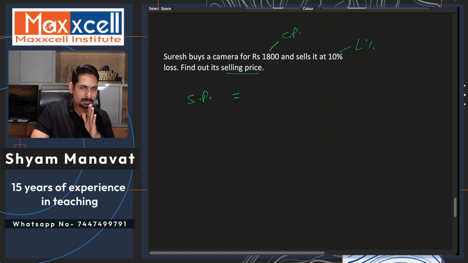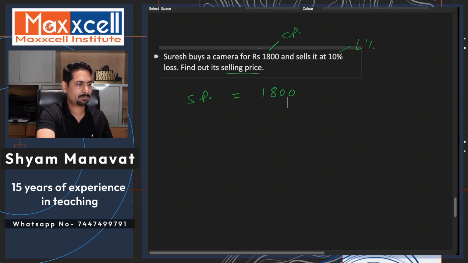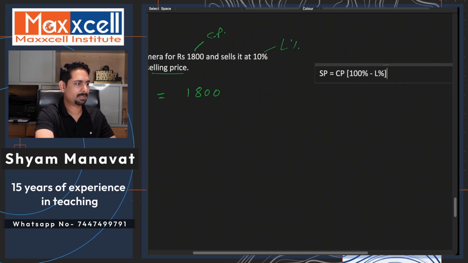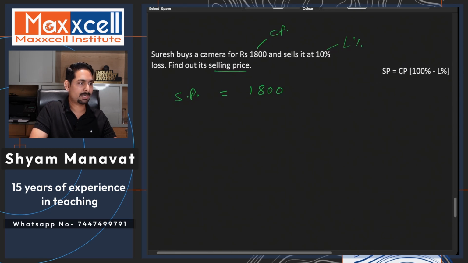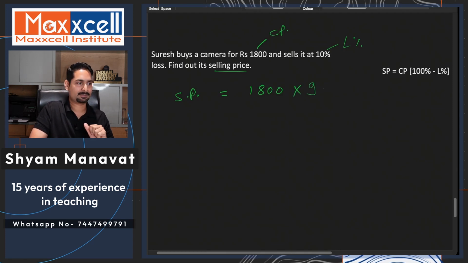Can I remove some steps? Can I directly write this is equal to cost price? Formula you remember, right? This is the formula. Selling price is equal to cost price into 100 minus loss. So cost price into 100 minus loss. Loss is 10% here. What is 100 minus 10? 90. Absolutely right.